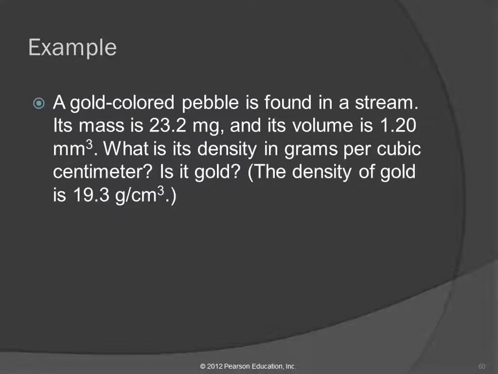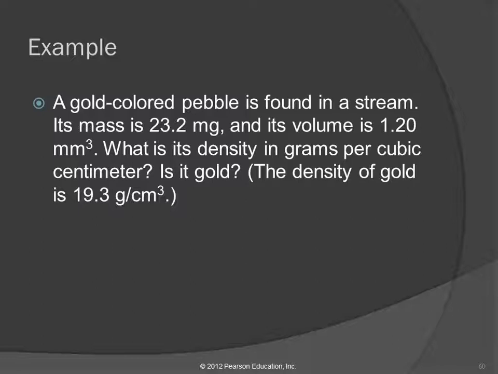So here's another example. Again, let's read the question all the way through. A gold-colored pebble is found in a stream. Its mass is 23.2 milligrams, and its volume is 1.20 cubic millimeters. What is its density in grams per cubic centimeter?